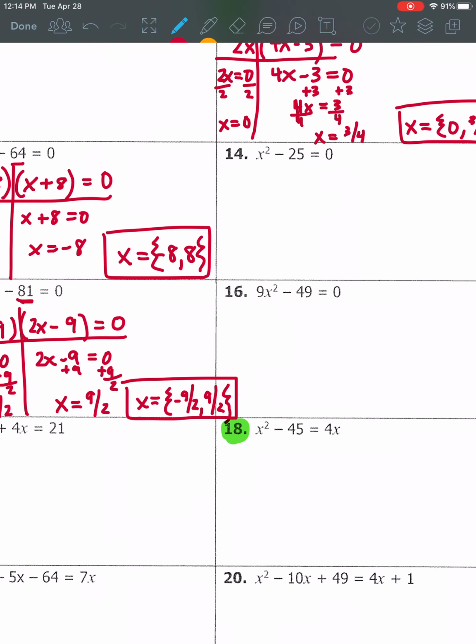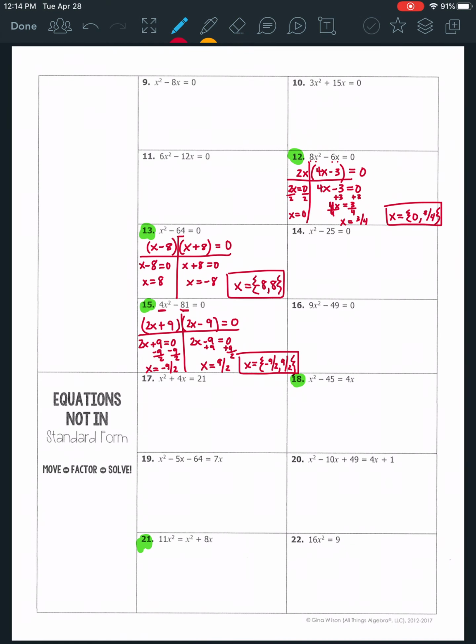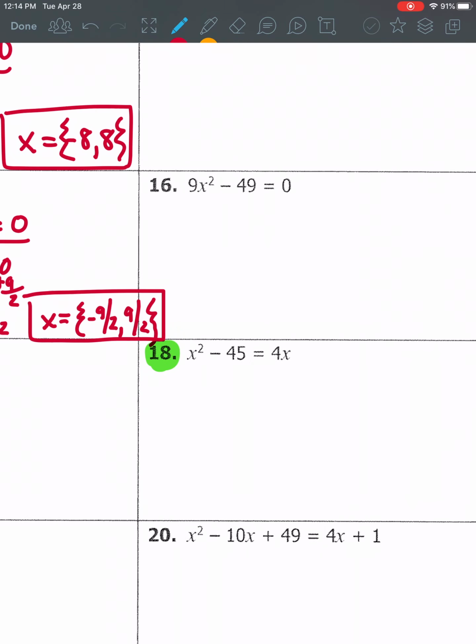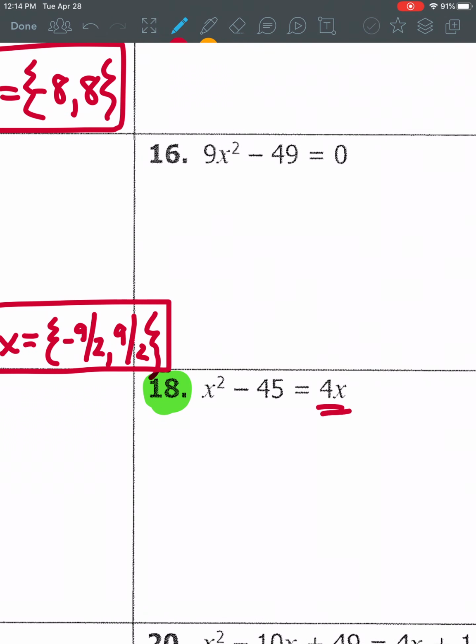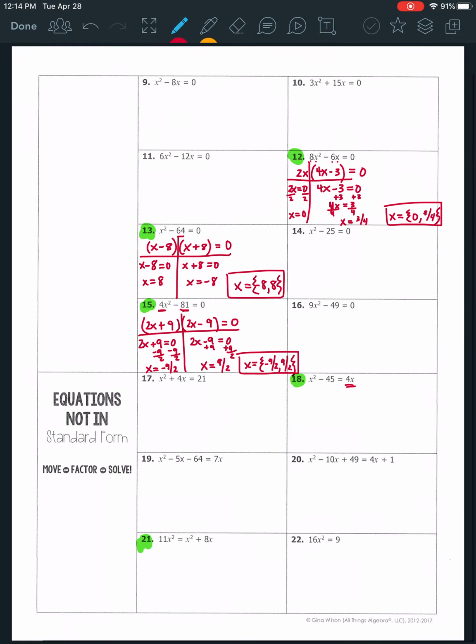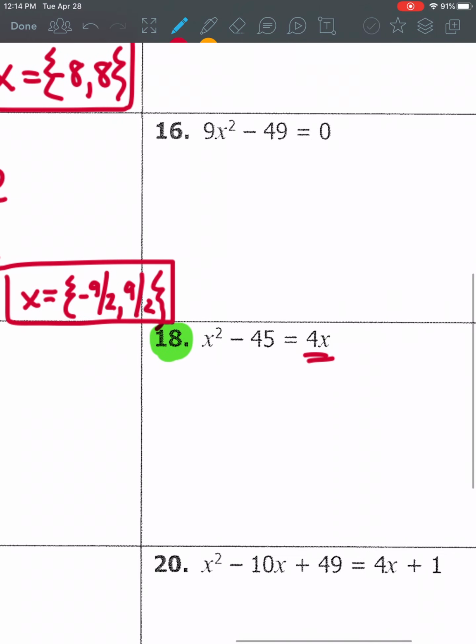All right. Now, what happens in these last two examples? They aren't written in standard form. If you notice, the right side has a term. They always have to be set equal to 0. So the first step in these, the equation's not in standard form. All of these, we have to rearrange them first.